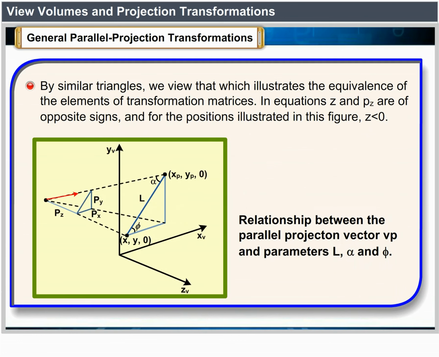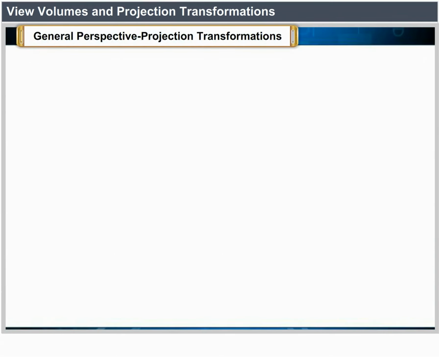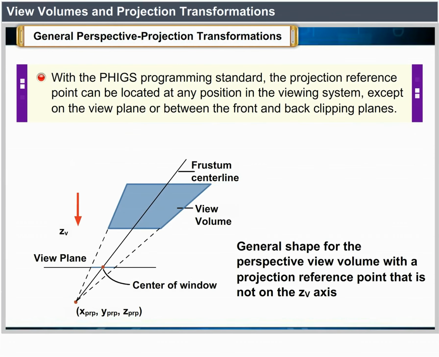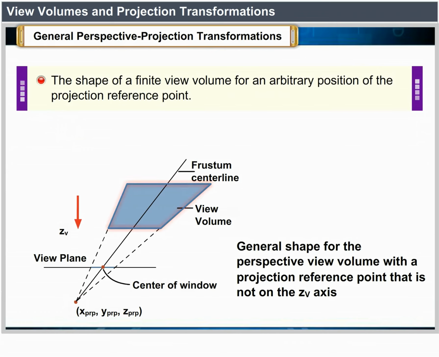In the equation, z and Pz are of opposite signs, and for the positions illustrated in this figure, z is less than 0. General perspective projection transformations. With the fixed programming standard, the projection reference point can be located at any position in the viewing system, except on the view plane or between the front and back clipping planes. This figure shows the shape of a finite view volume for an arbitrary position of the projection reference point. General shape of the perspective view volume with the projection reference point that is not on the ZV axis.